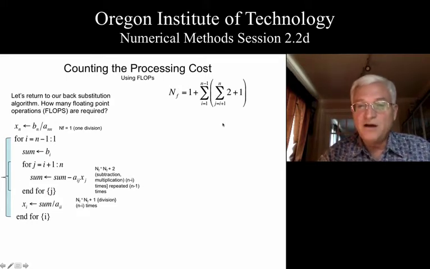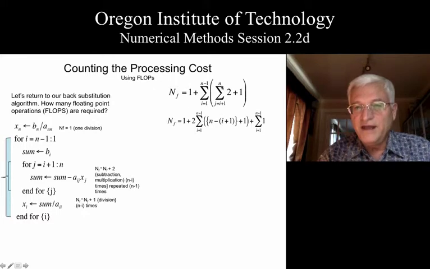Now the complication we have here is we're adding from i plus 1 to n rather than from 1 to n. But we do exactly the same thing. n minus (i plus 1) plus 1. There it is. n minus (i plus 1) plus 1. Okay, so that is the number of times I'm doing this particular summation.